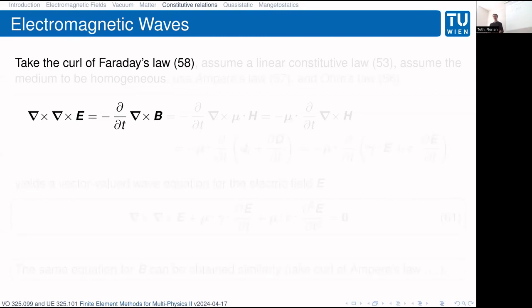So in matter, we of course also have electromagnetic waves, and to show this similar behavior, we take the curl of Faraday's law.